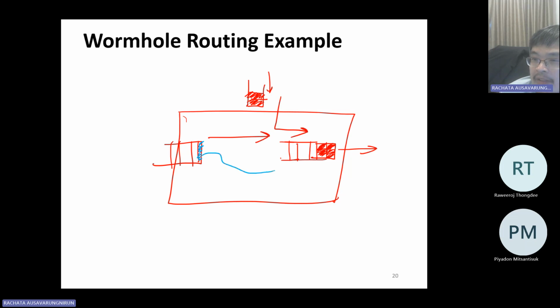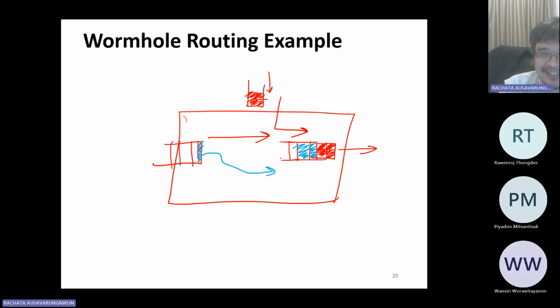I can then forward this to here as well, occupying this blocks, and it can keep sending the blue flits, right? My point is, I can keep doing this. I just need to make sure I can tell which are the red and which are the blue, okay?